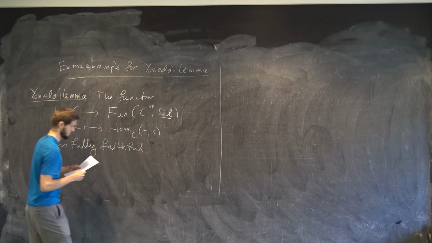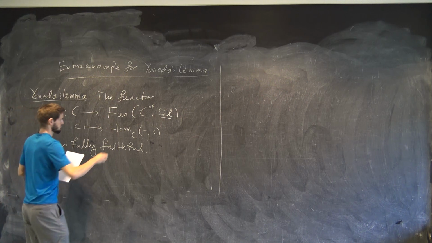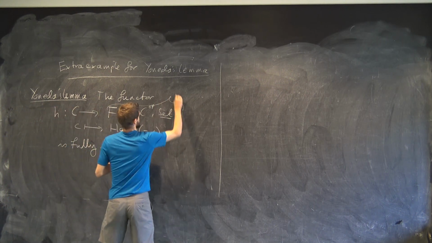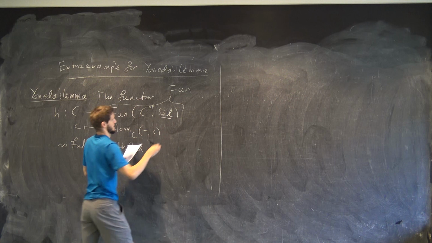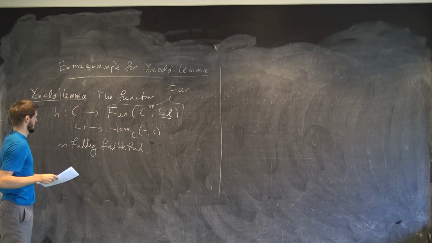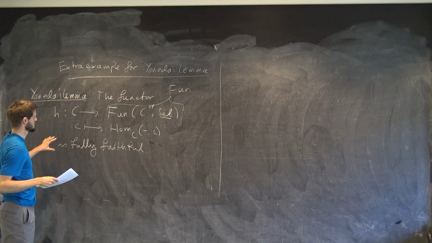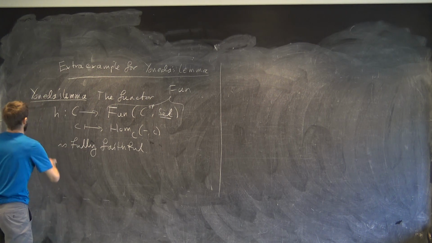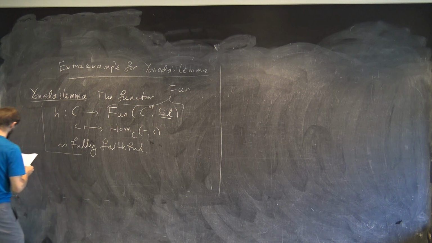In other words, it induces a bijection on the hom sets. This thing we're going to want to refer to, I'm going to call Fun for functor category, just because it takes too long to write the whole thing down. Okay, so this is the lemma. Fully faithful, remember, is a sort of categorical version of injective.